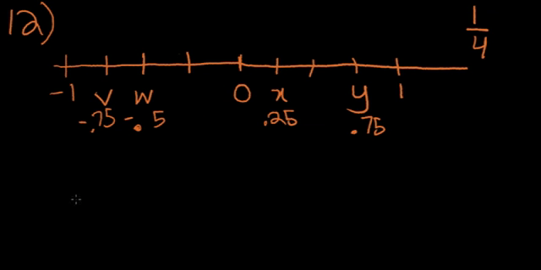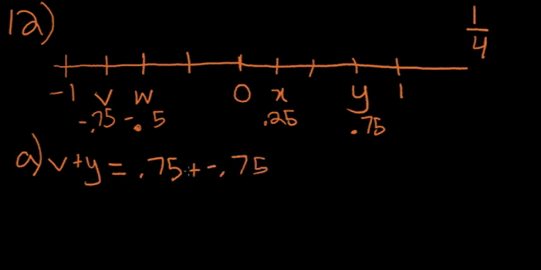So let's start. Okay, so A says V plus Y. So what's V plus Y? It's 0.75 plus minus 0.75, and the plus and minus turn into a minus, so that's just equal to 0. So that's not positive nor negative, so we can keep that.